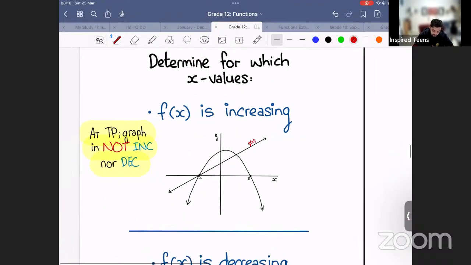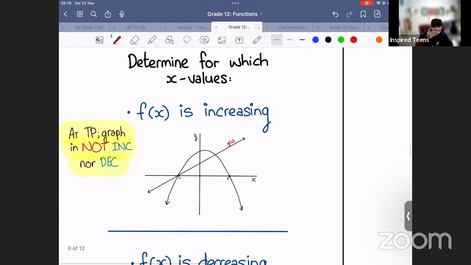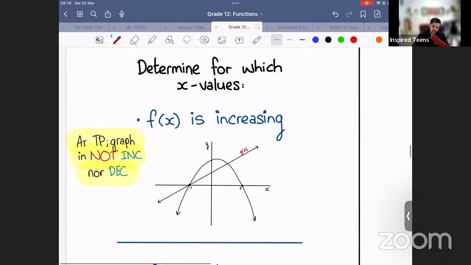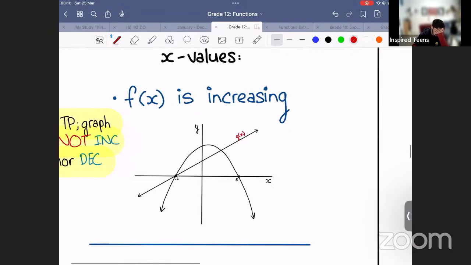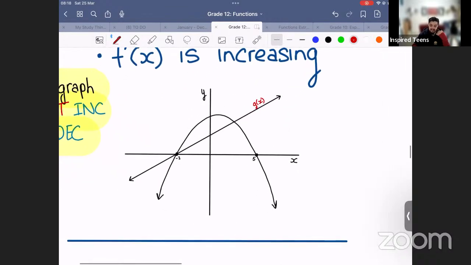Let's have a look at this. Determine the values for which f of x is increasing. Now we are discussing increasing parts of the graph in terms of x values. So now it's like a proper question where you need to give an answer. For which x values is f of x increasing?